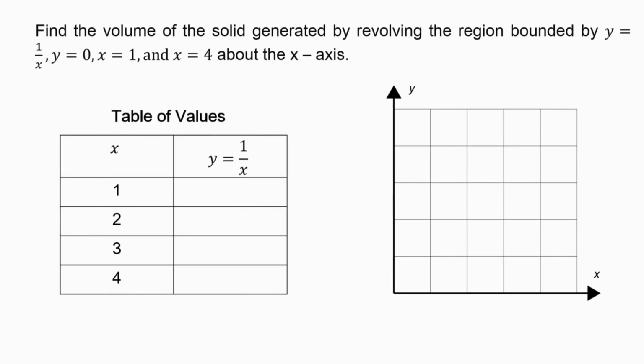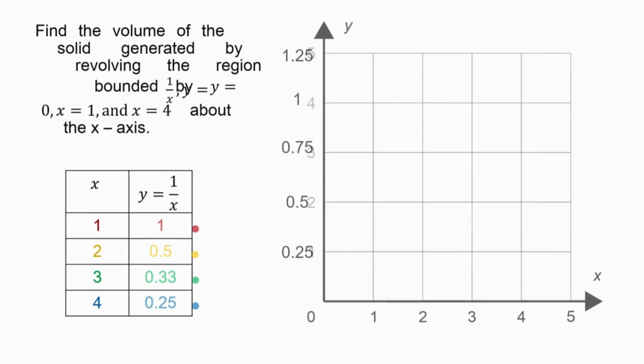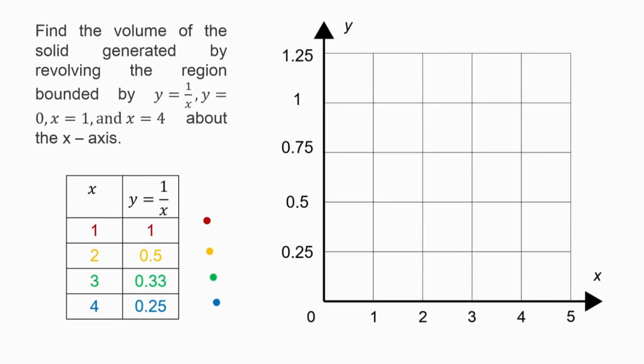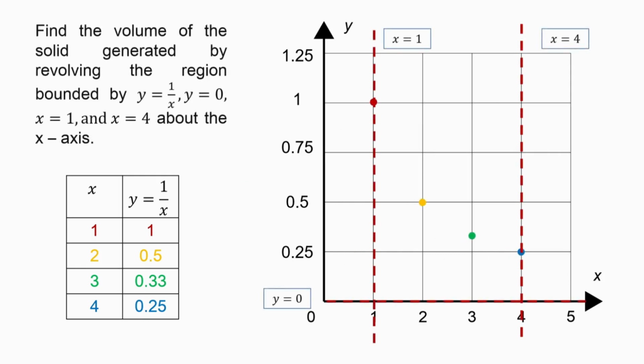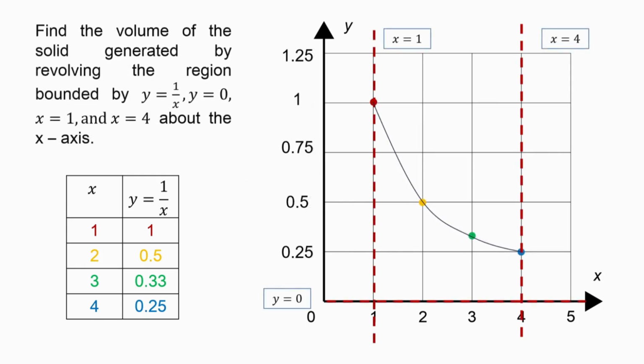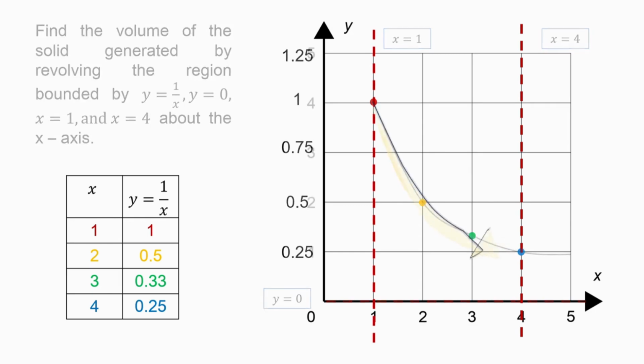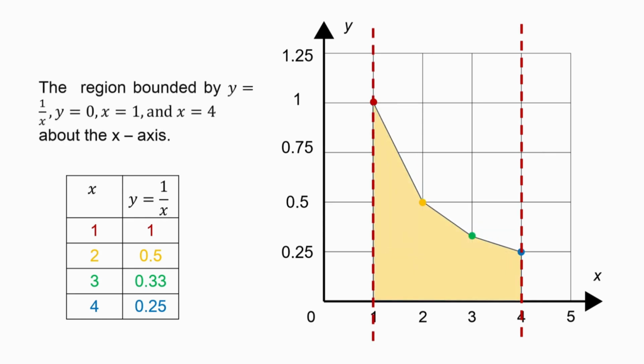We start by selecting values of x between 1 and 4 and calculate the corresponding values of y equals 1 over x. These points will help us plot the curve accurately. Next, we plot these points on the coordinate plane and connect them smoothly. This gives us the curve of y equals 1 over x. We also draw the lines y equals 0, x equals 1, and x equals 4 to define the boundaries of the region. We then shade the region enclosed by the curve and the boundary lines. This shaded area is the portion that will be revolved around the x-axis to form the solid.